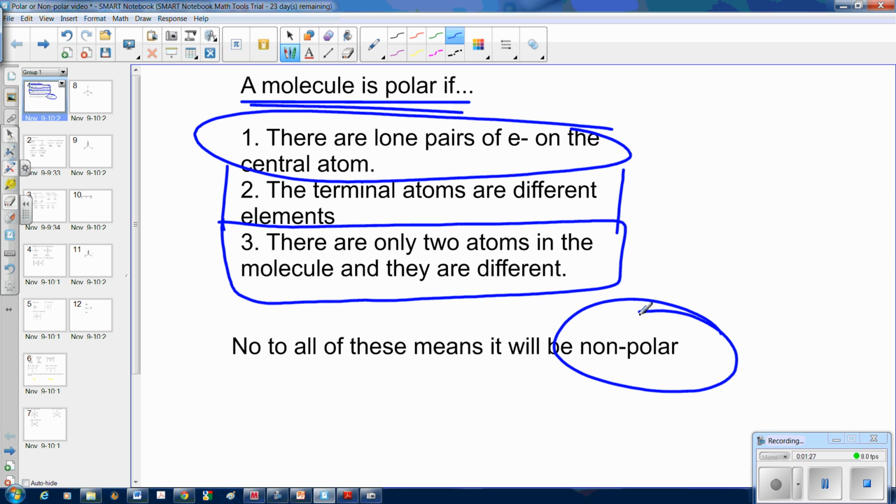Are there lone pairs of electrons on the central atom? Are the terminal atoms different? Or if there are two elements only in the molecule, are they different elements, which means there's a difference in electronegativity. Now we'll look at some of these and apply them, and you'll be able to tell.